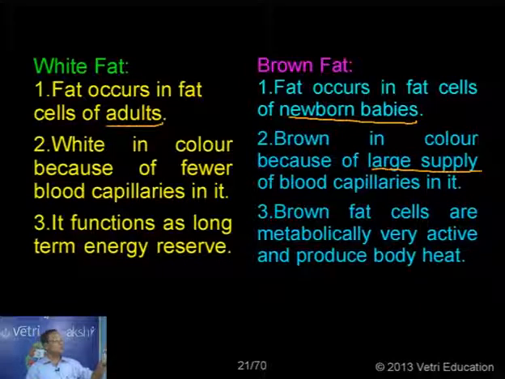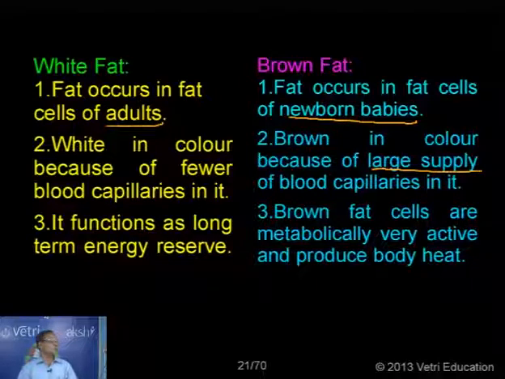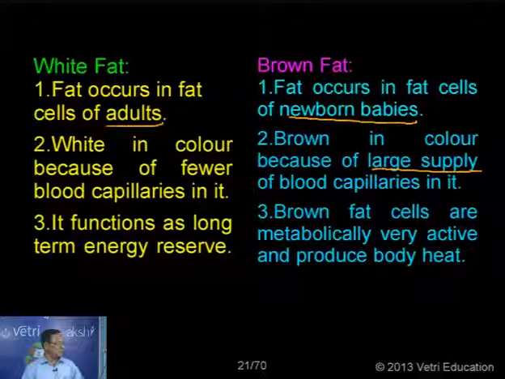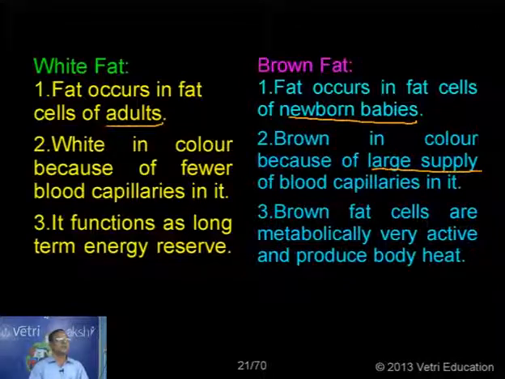White fat occurs in the case of adults and brown fat in the case of newborn babies. This is because of fewer blood capillaries in one and a large supply of blood capillaries in the other. The third one, white fat is a long-term energy reserve, releasing energy slowly, but the brown fat cells are very active metabolically, releasing the energy all of a sudden. That is a need for a newborn baby, not only for adjusting to the climatic conditions but also for growth.